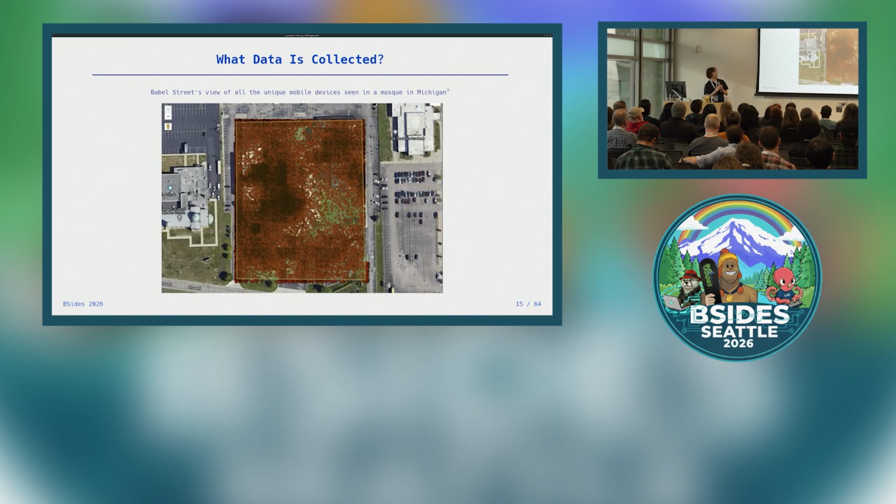Here is an image I have. Babel Street is a data broker. This is a screenshot that a private investigator took of them using their service in order to view all of the unique mobile devices as seen in a mosque in Michigan. I don't think I have to spell out too much about why this is especially creepy and dangerous. But each of the red dots, I'm not sure how visible it is for the audience, is a unique data point: we saw a particular device at this location at a particular time.